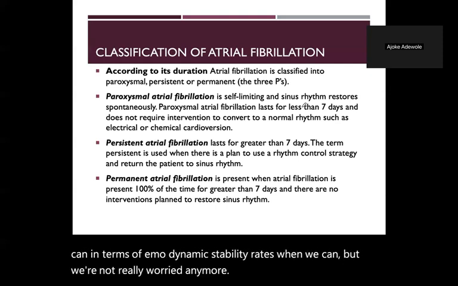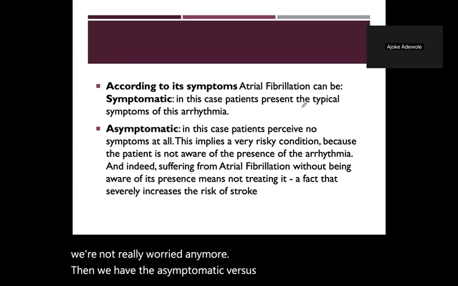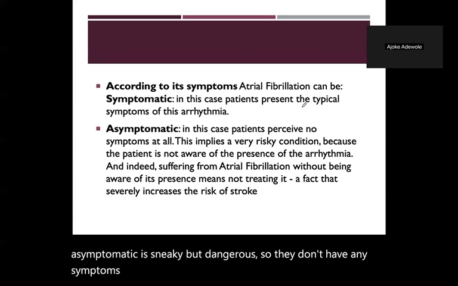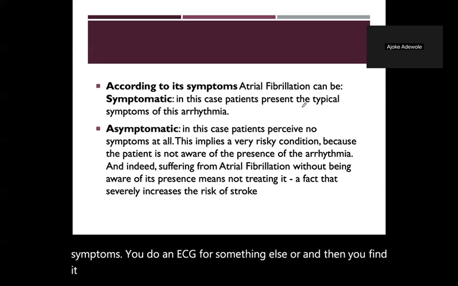Then we have the asymptomatic versus the symptomatic, right? Asymptomatic is sneaky but dangerous. So they don't have any symptoms. You do an ECG for something else and then you find it, or it is often discovered after a stroke. So we have to screen carefully, right?